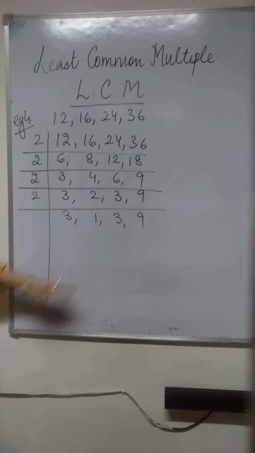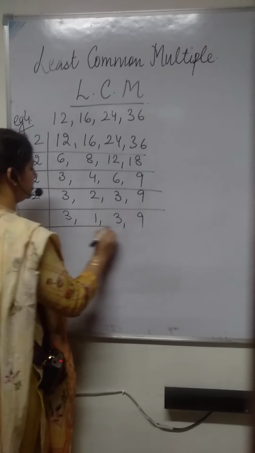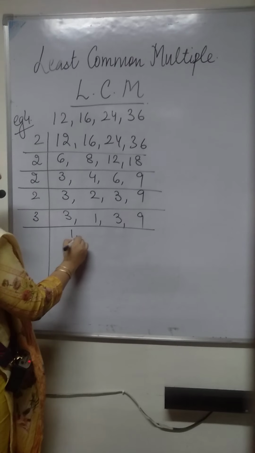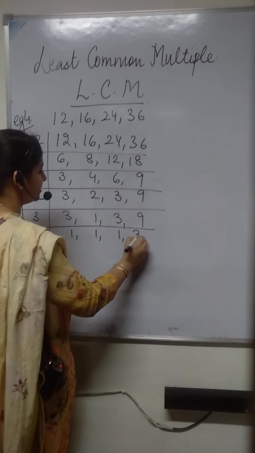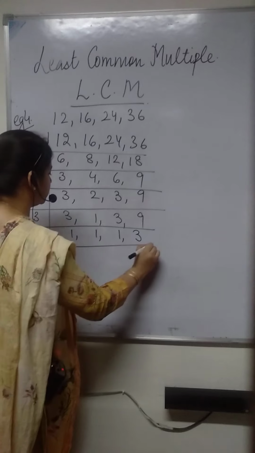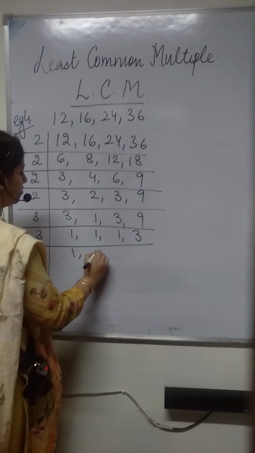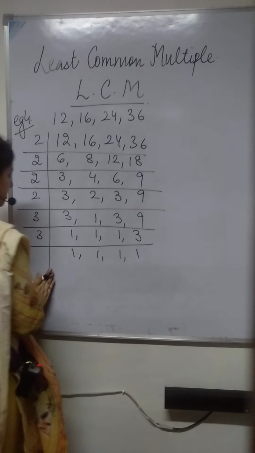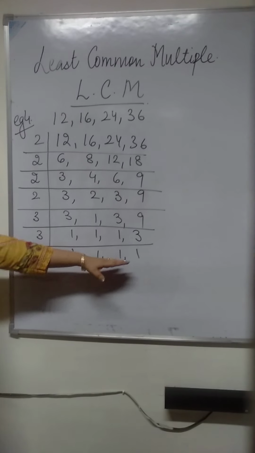We'll start with the next prime number, that is 3. 3 1s are 1, 1 and 3. And lastly with 3 again. 3, 1, 1, 1 and 1. So at the end we are left with all 1s.